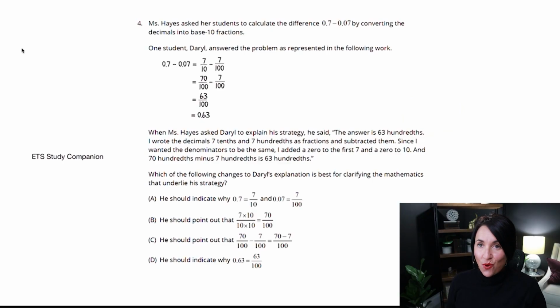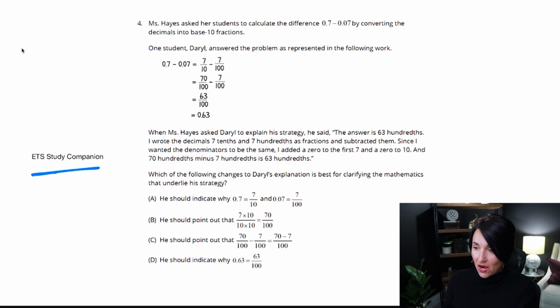All right, let's just do one more for good measure because this one looks pretty complicated. This one comes from the ETS Study Companion, and it shows up in both the 7813 and the 5008. So you're going to see this on both exams. And we have a lot of things going on here. So you can take a look at the question stem. First, locate the question stem. What is my task? What am I being asked to do here?